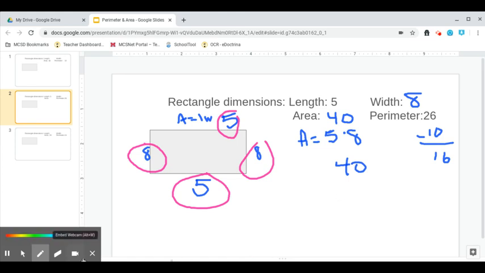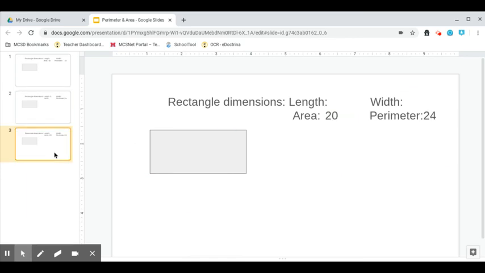Okay, moving on. The third one is going to be much like the first one. You are given a rectangle. You don't have the length, you don't have the width, you have the area and the perimeter though. And we do know that area equals length times the width, and the perimeter is adding up all the sides.